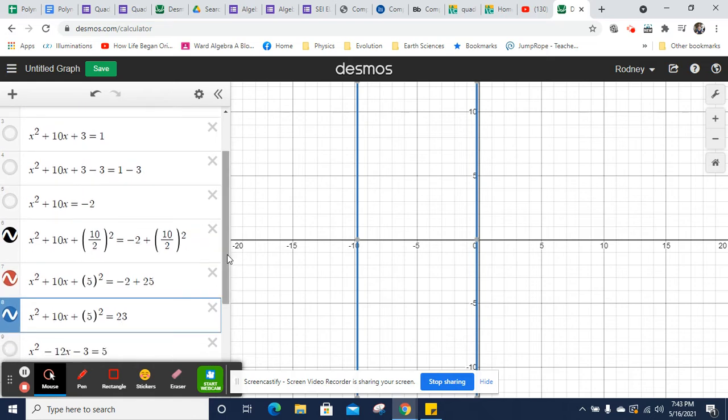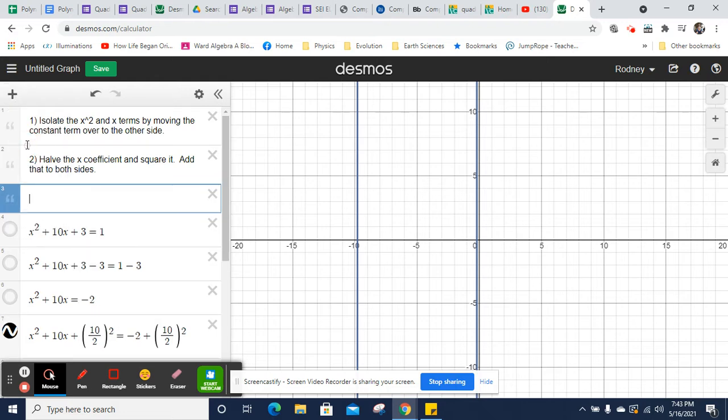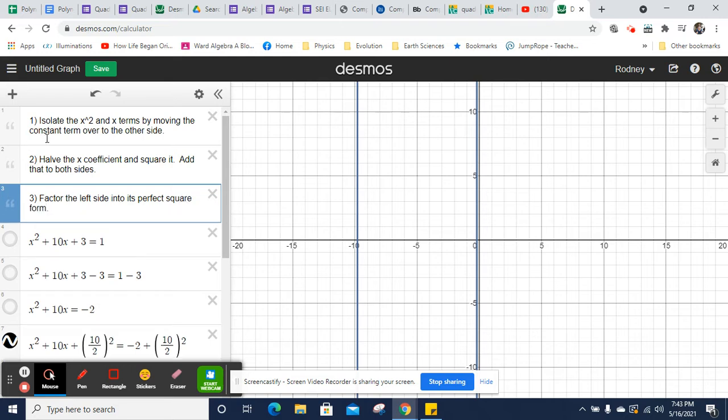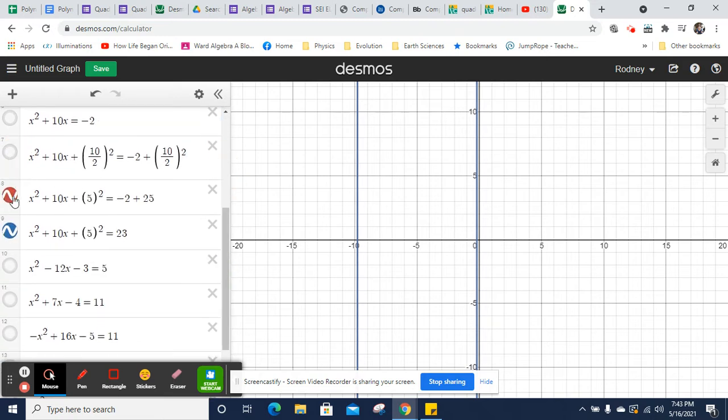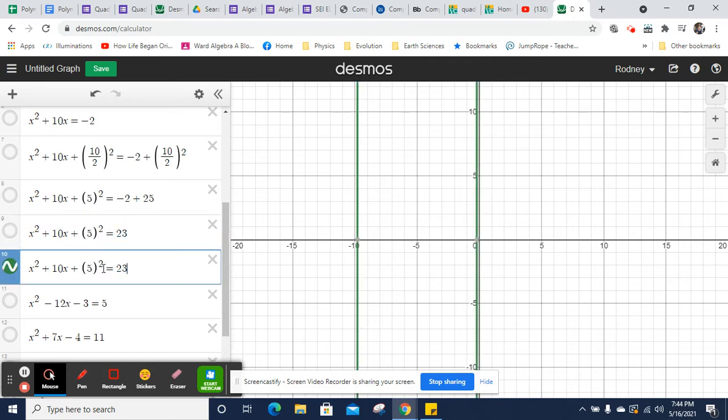And now here's my next step. My next step is I'm going to factor the left side into its perfect square form. Okay, let's do that. So this is what I'm going to factor. This here is going to become x plus 5 squared.